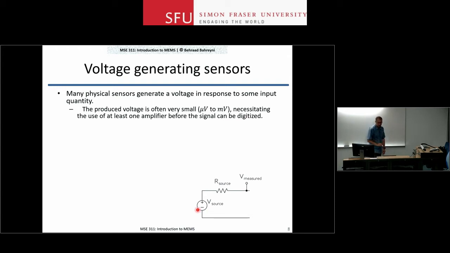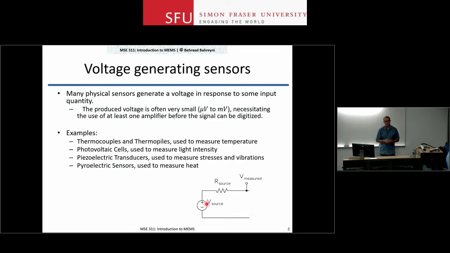So ideally, if you keep this end open, you will do that. That's the job, right? If you keep this end open, R source will have no current through it, and therefore V measured will be equal to V source. But, you know, life is not that easy. So we'll talk about a couple of situations where things get a bit complicated.